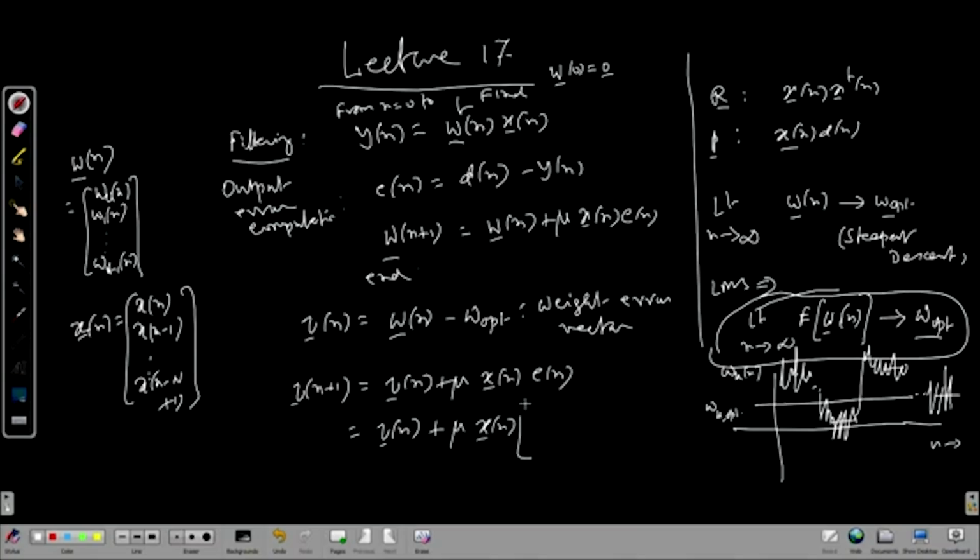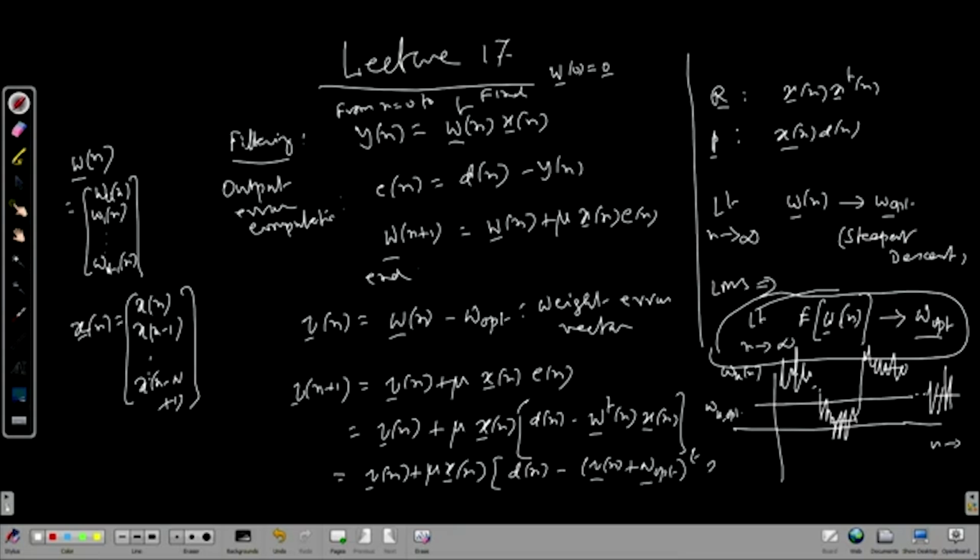What is E n? D n minus Y n, and Y n is W transpose n x n. So, here also I have to make substitution of W n in terms of V n. So, W n is equal to V n plus W opt. So, that is what I will bring here. D n minus V n plus W opt transpose x n. All right.